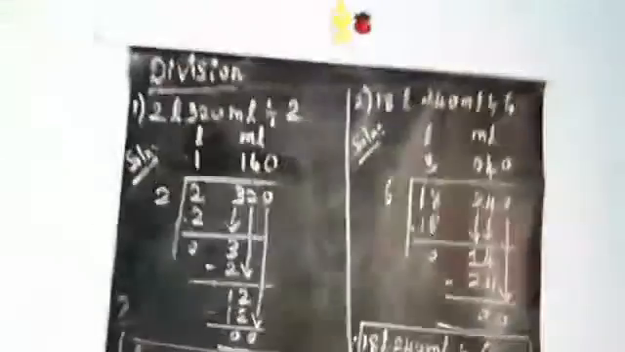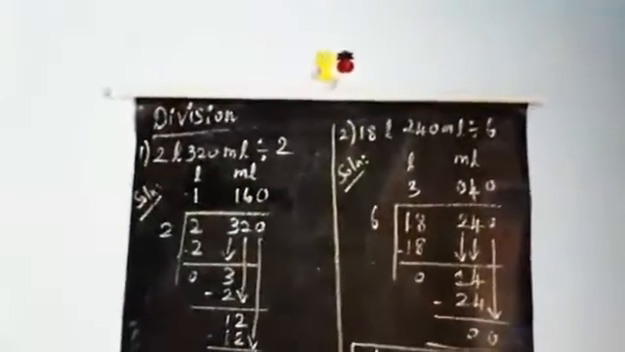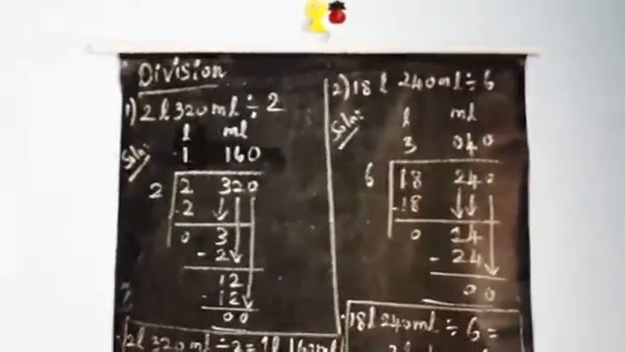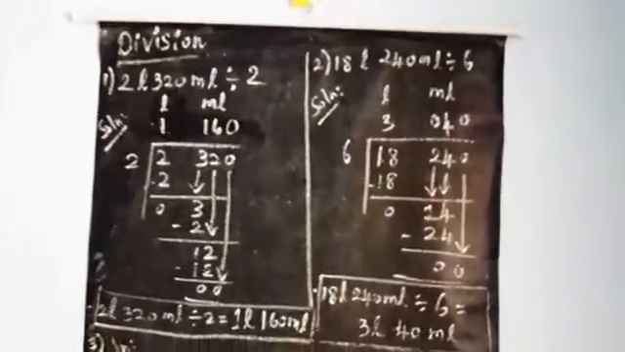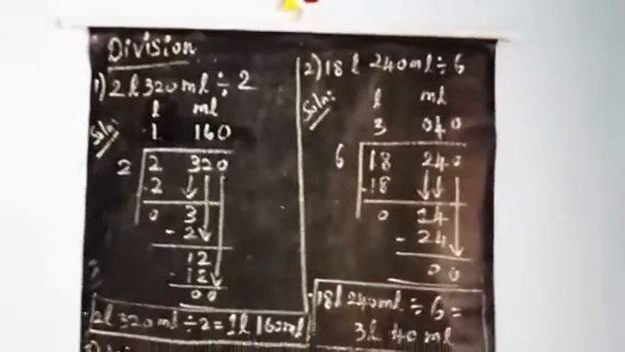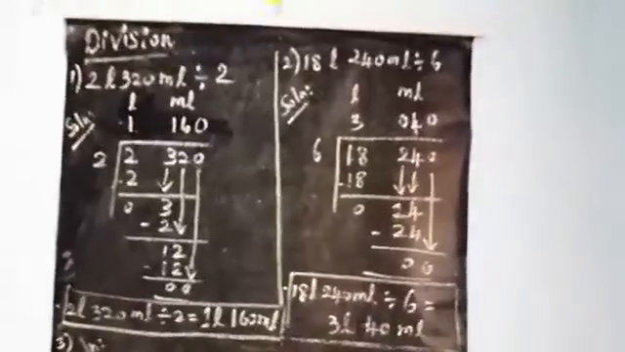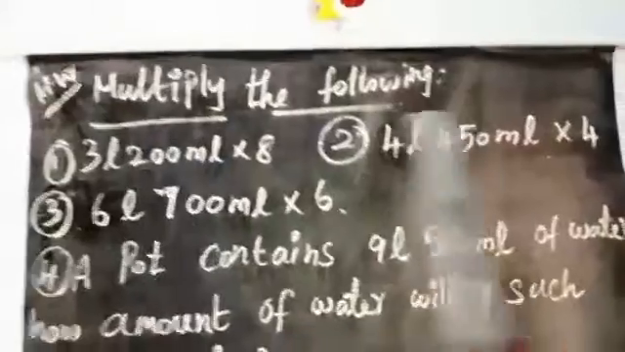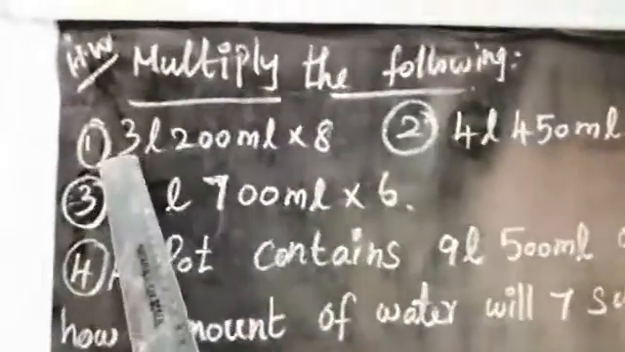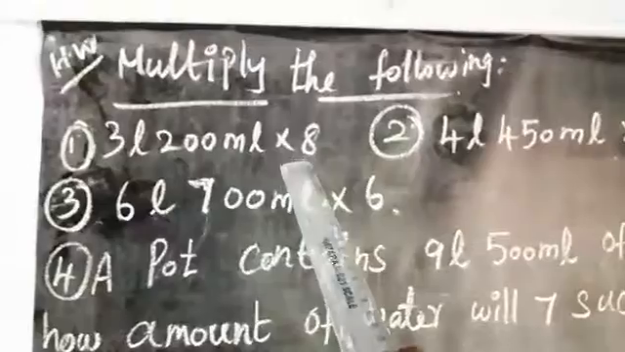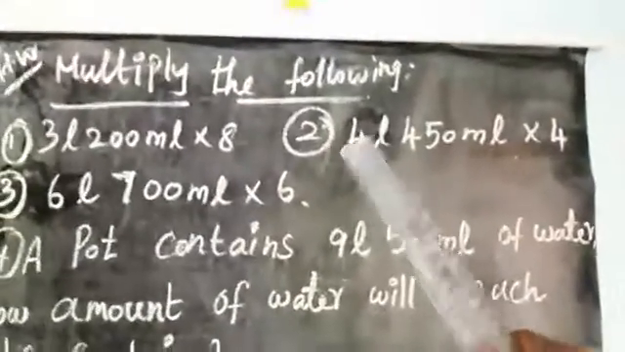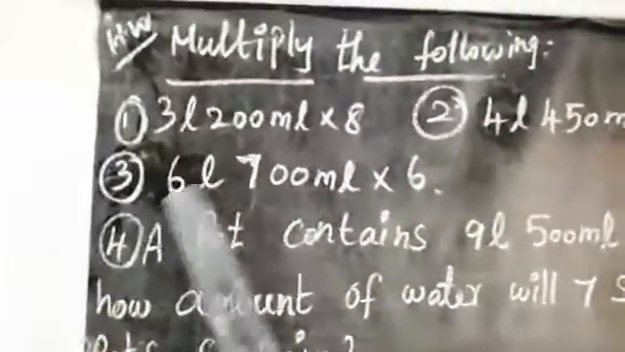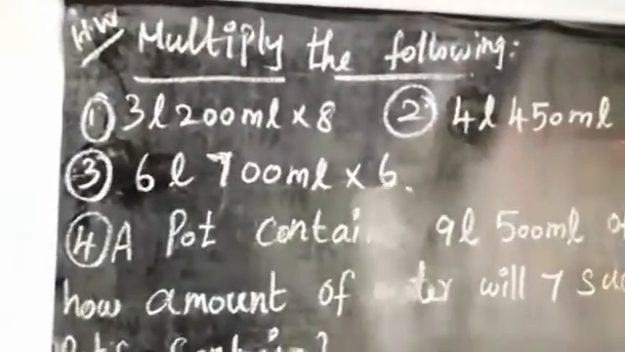Dear children, I hope you understand the division in capacity and multiplication in capacity. Just take your maths note and pencil, write 3 division in capacity sums and 3 multiplication in capacity sums in your class notes. Do the homework in your homework note. First one, multiply the following. First sum, 3 liter 200 milliliter into 8. Second sum, 4 liter 450 milliliter into 4. Third sum, 6 liter 700 milliliter into 6.